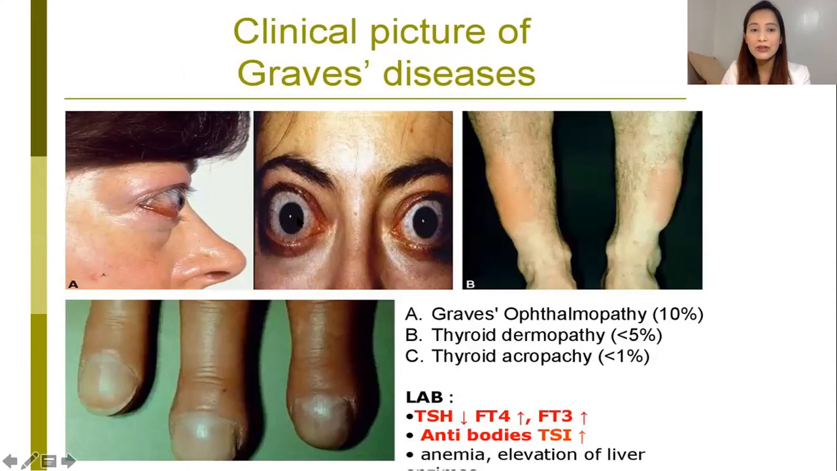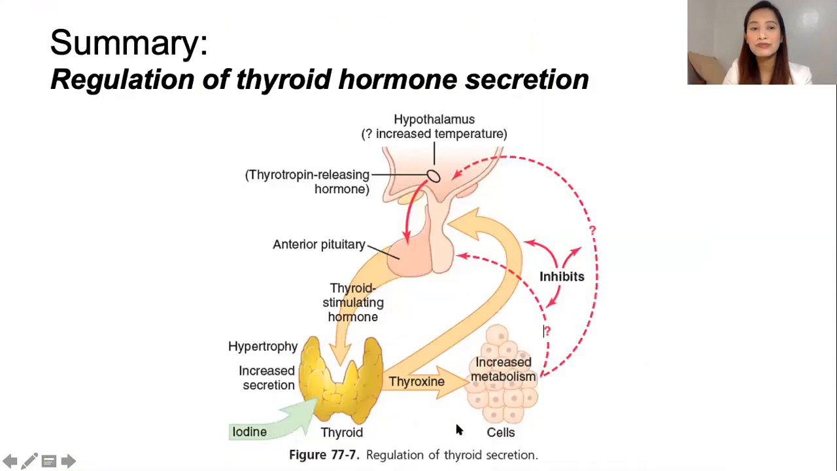You will have the Graves, the goiter there. That's your Graves ophthalmopathy, because your TSH receptor antibodies also target TSH receptors in the fibroblasts behind your eye. You will have thyroid dermopathy, then you will also have thyroid acropathy, and the thyroid function test would appear like this: elevated T3, T4, and a suppressed TSH.